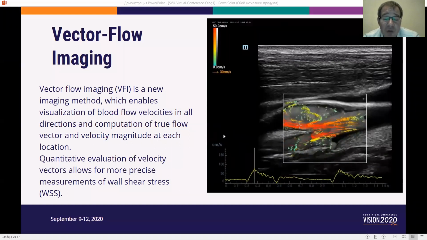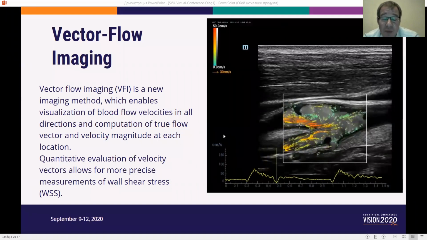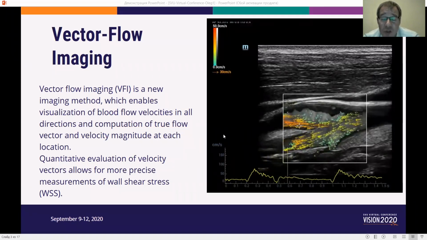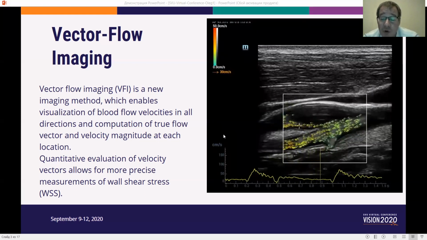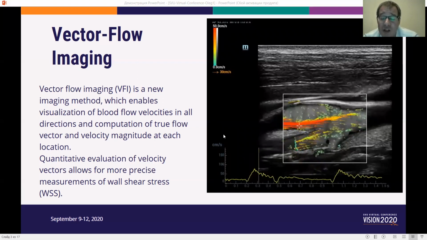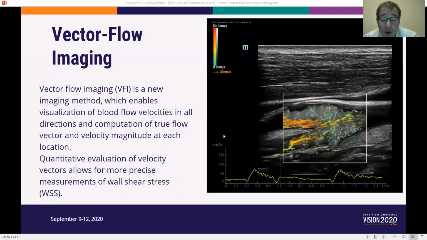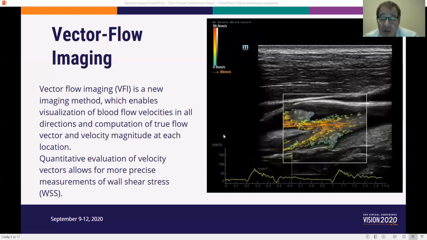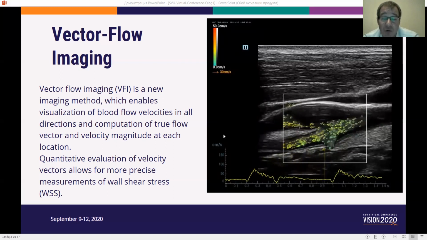As a bit of background, just a few words about vector flow imaging. Vector flow imaging is a new imaging method which employs a very high frame rate, up to 600 per second, in order to visualize blood flow velocity at any given point and to compute true flow vectors and velocity magnitude at each location within the vessel. What's very unique and interesting about vector flow imaging is that quantitative evaluation of velocity vectors allows for more precise measurements of wall shear stress.